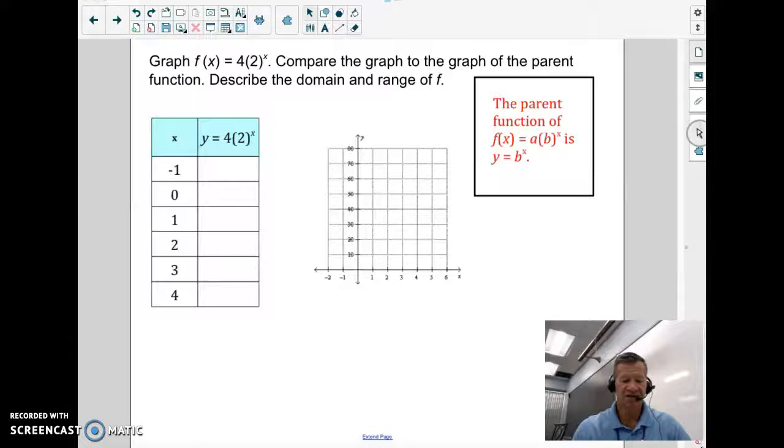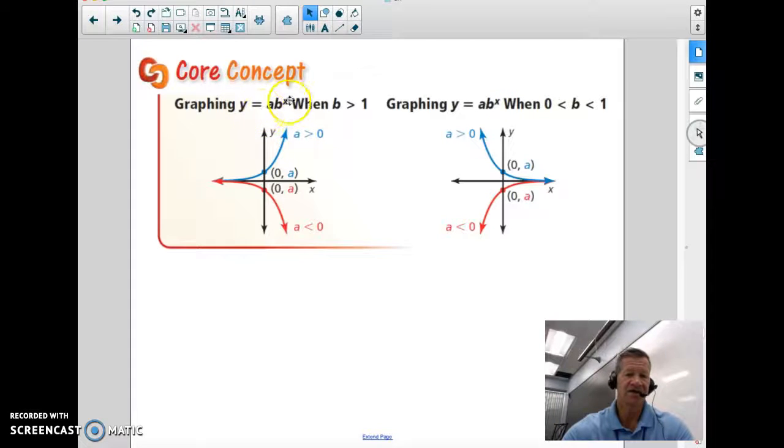Section 6.1 example 3, we are going to learn how to graph equations of the form y equals ab to the x when b is greater than 1. As you look at this figure here, if a is greater than 0, so if this number in front is bigger than 0 and b is bigger than 1, this graph is going to start along the x-axis and then it's going to swoop up just like this. It's going to increase very quickly as it goes to the right.